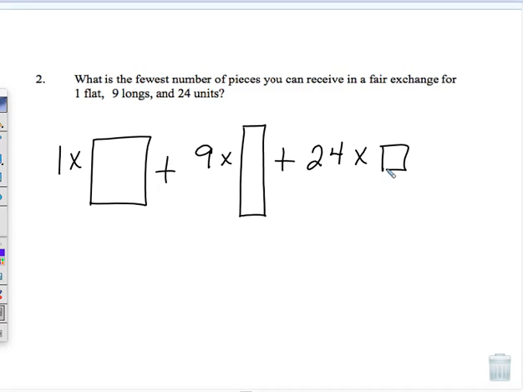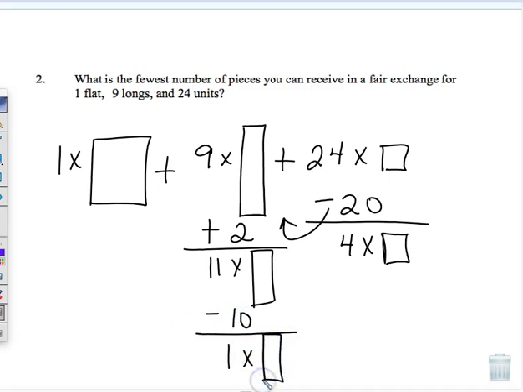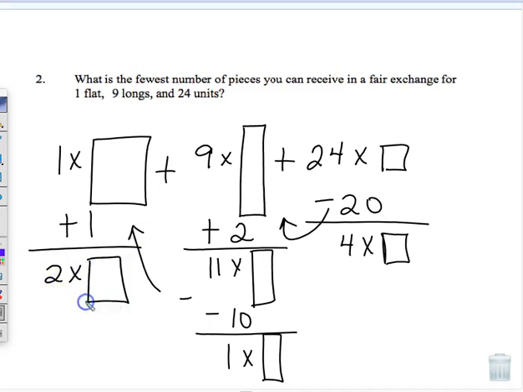So here, anytime you have 10 of something, you can exchange it. So what I'm going to do is subtract 20 here. I'm going to be left with 4 units, but what that's going to do is give me 2 more longs. So I have 11 longs now. Now 10 longs is going to give me a flat. So I'll subtract 10, leaving me with 1 long, and that's going to give me 1 more flat. So what I end up with is 2 flats. The number that I end up with numerically is 214. Now as far as number of pieces, I have 2 flats, 1 long, 4 units. So 2, 3, 4, 5, 6, 7. I end up with 7 pieces.